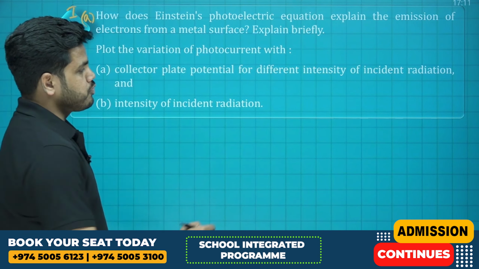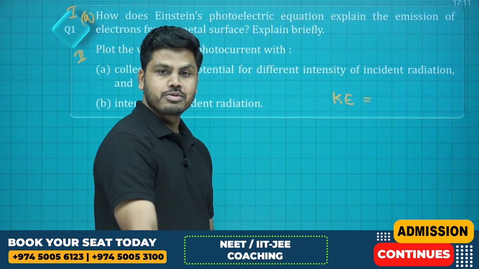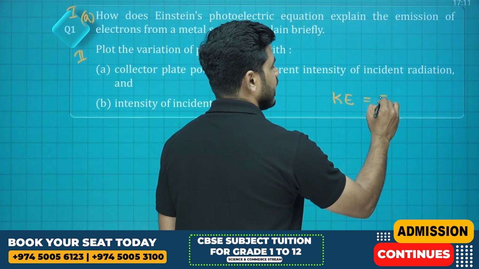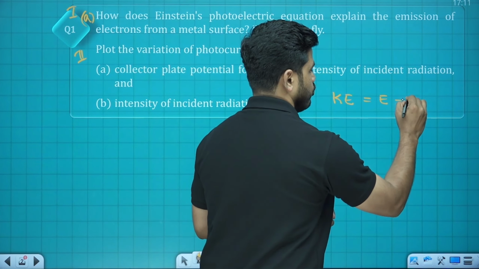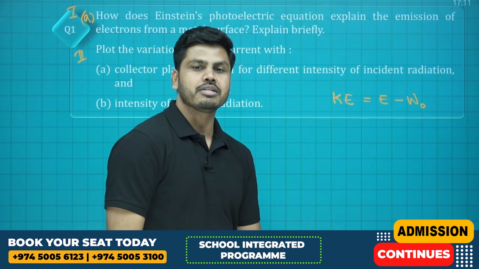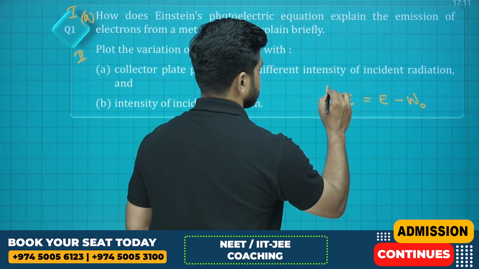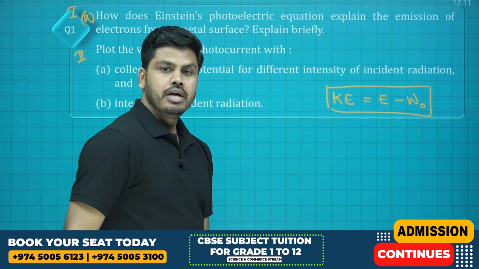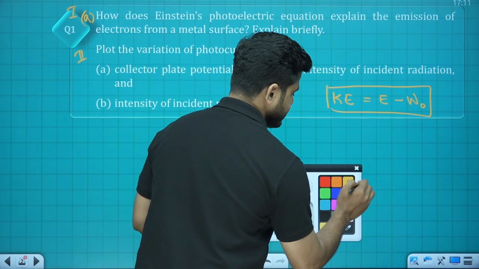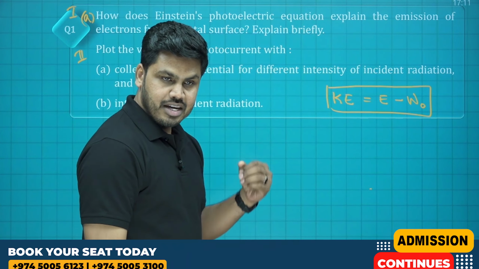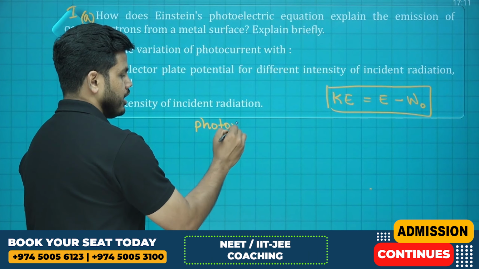Einstein's photoelectric equation, we know, is that the maximum kinetic energy of emitted electrons, Ke, is equal to the energy of incoming radiation minus the work function of that particular metal, the photosensitive material. Our explanation should be based on this equation. The points we have to include in the answer: Einstein explained the photoelectric effect using the photon theory of light, the particle nature of light.